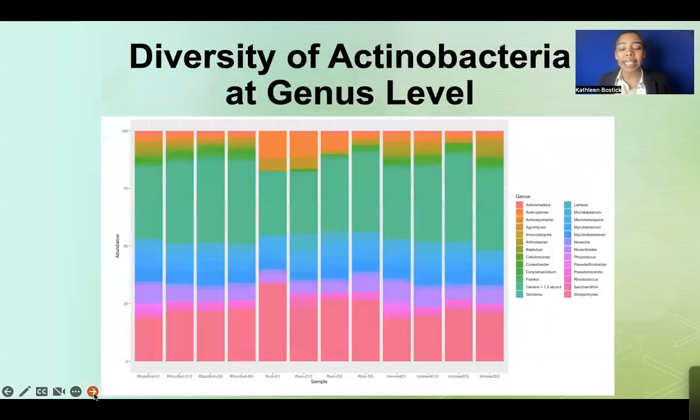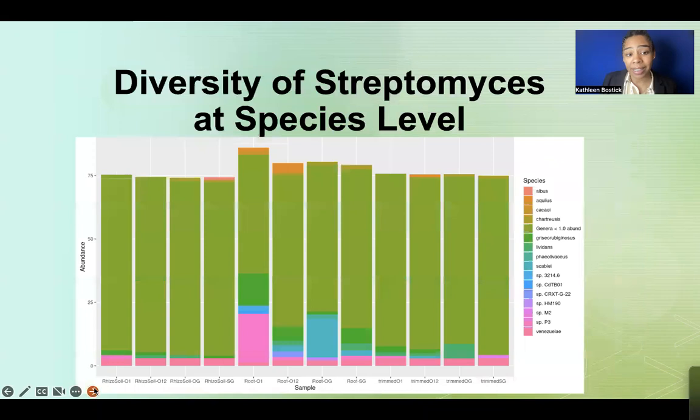Further looking at this, in actinobacteria, a very interesting thing was found. As you can see here in the diversity at the genus level, we see a large amount of pink, and this pink represents Streptomyces. Streptomyces is really important for producing almost 80% of the antibiotics that exist. So further looking at Streptomyces in terms of at the species level, the diversity, we see a very interesting upregulation in the roots of the Oxford Gardens.